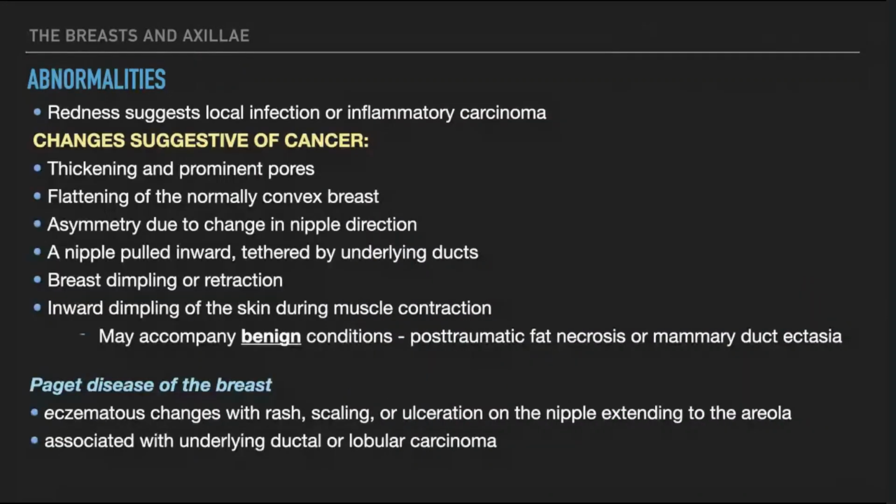For abnormalities, check for redness because this might suggest local infection or inflammatory carcinoma. Changes that are suggestive of breast cancer would include thickening and prominent pores, flattening of the normally convex breast, asymmetry due to change in the nipple direction, a nipple pulled inward, tethered by underlying ducts, breast dimpling or retraction, and inward dimpling of the skin during muscle contraction. But this can also be accompanied by benign conditions like post-traumatic fat necrosis or mammary duct ectasia.